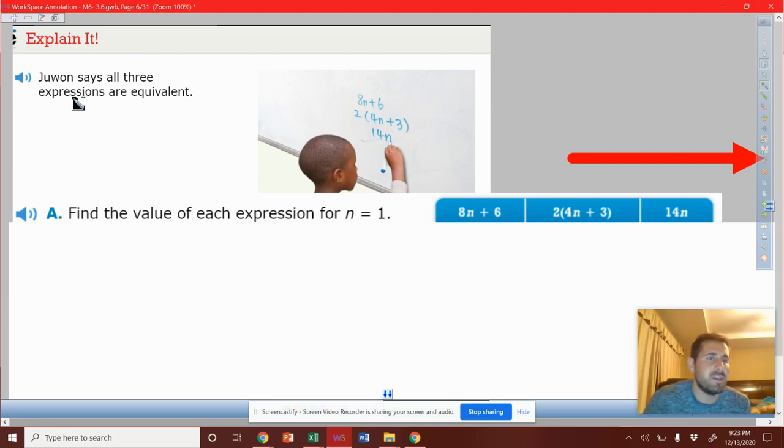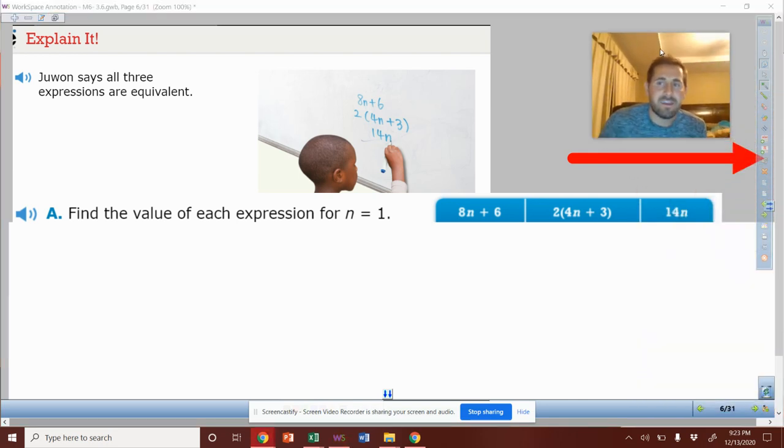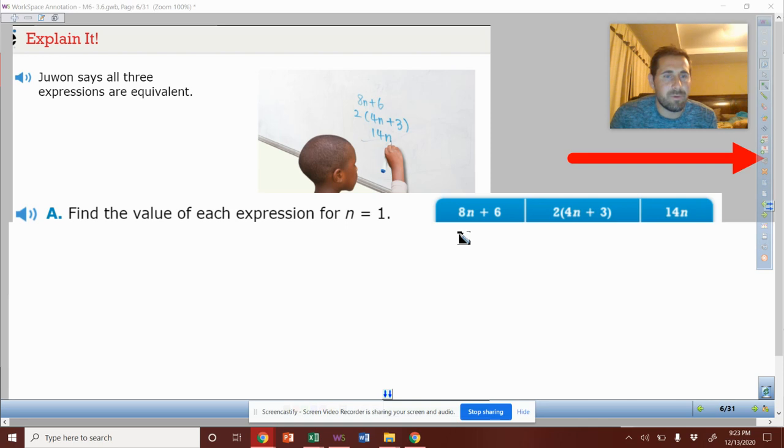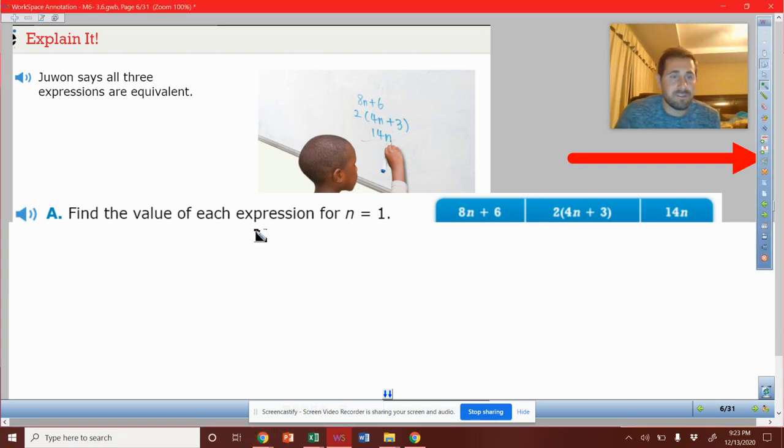Let's do this, okay? What he's doing is Yuan says all three expressions are equivalent. So what he's saying is 8n plus 6 is the same thing as 2 parentheses 4n plus 3, and is also the same thing as 14n. So do all these things equal the same? And the way we can do this is test it. You can plug in a number and try it. Now, if it works for one number, doesn't mean it works for all.